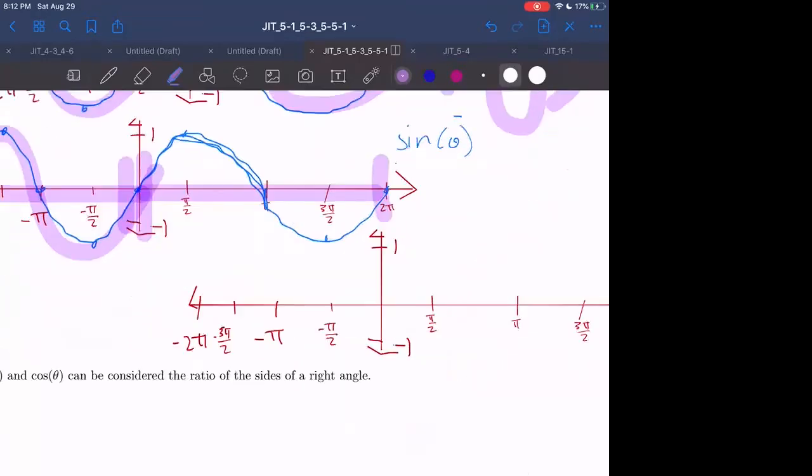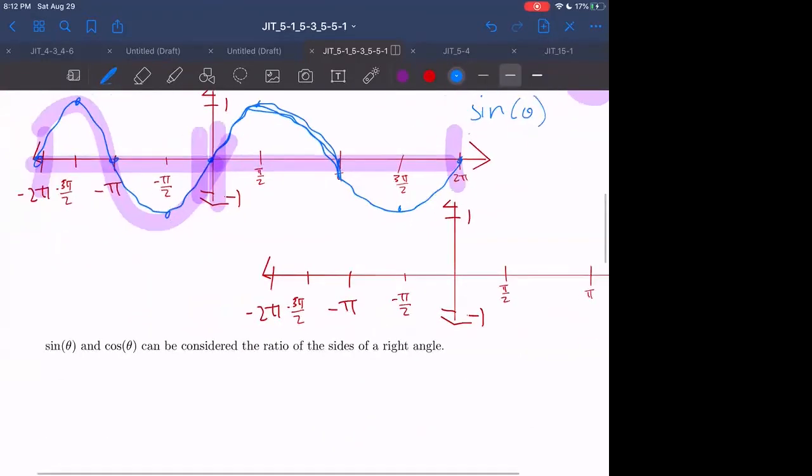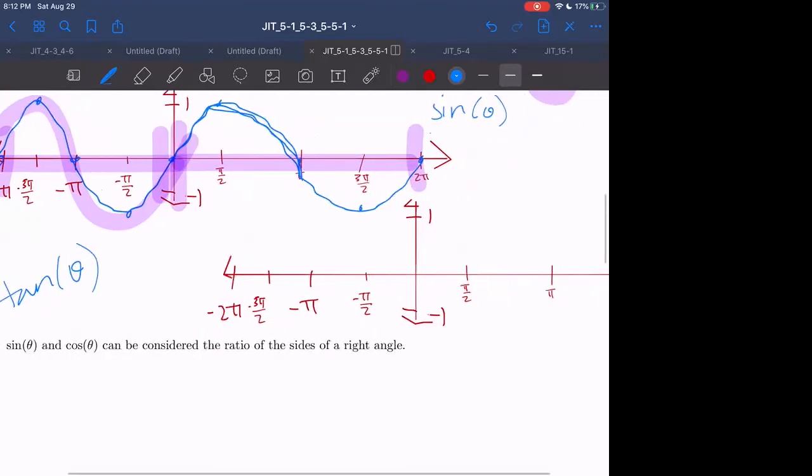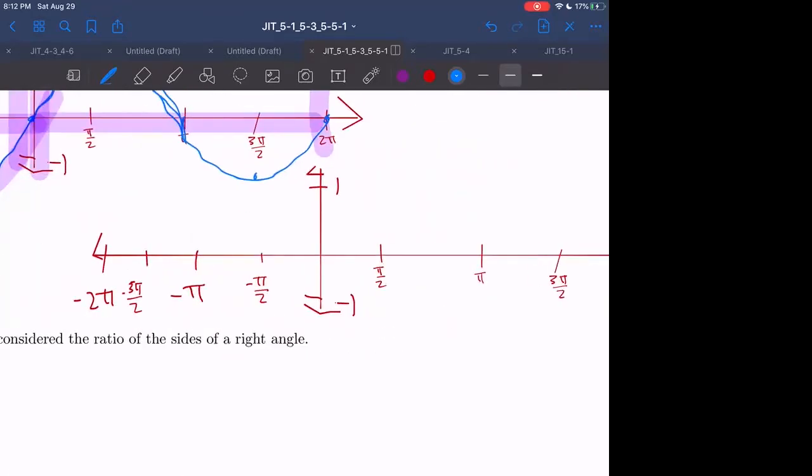All right, and our last one we'll do is tangent. And tangent will be a little different. Still repeats. Okay, but it repeats, it's got a different interval. So it's not 0 to 2 pi. So tangent has these asymptotes.